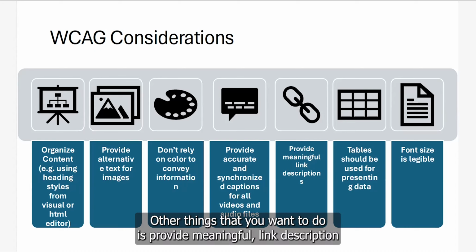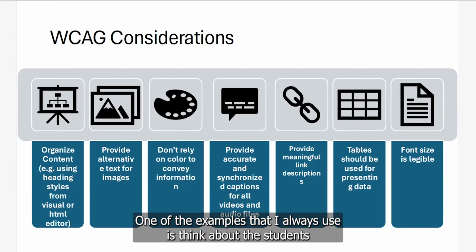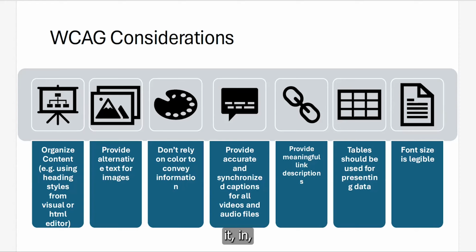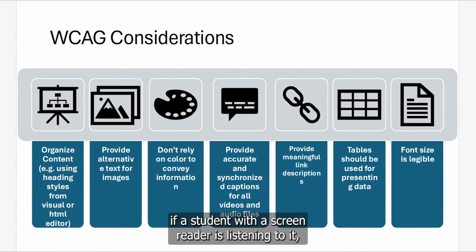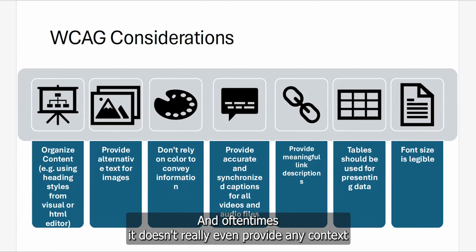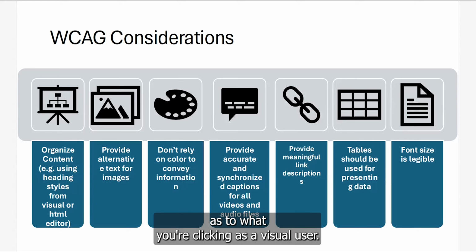Other things that you want to do is provide meaningful link descriptions. And a really good example, one of the examples that I always use, is think about the students that use screen readers. If you're providing a long URL in your digital content, if a student with a screen reader is listening to it, they're going to have to listen to that entire URL being read to them. And oftentimes, it doesn't really even provide any context as to what you're clicking as a visual user. So you want to make sure that you're providing meaningful link descriptions.